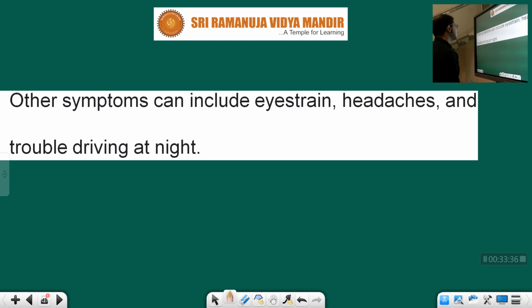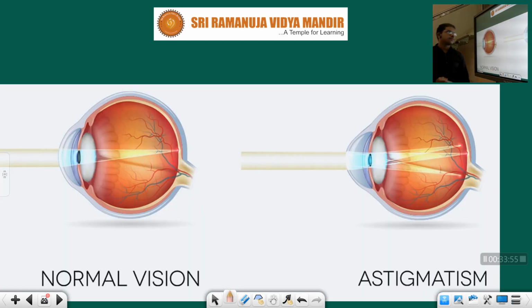So it causes what, children? Other symptoms include eye strain, headaches, and trouble driving at night. During night, I already showed you in the picture, children, how the light sources of other vehicles appear. This is all we need to suffer, children. Okay. So it can be corrected.